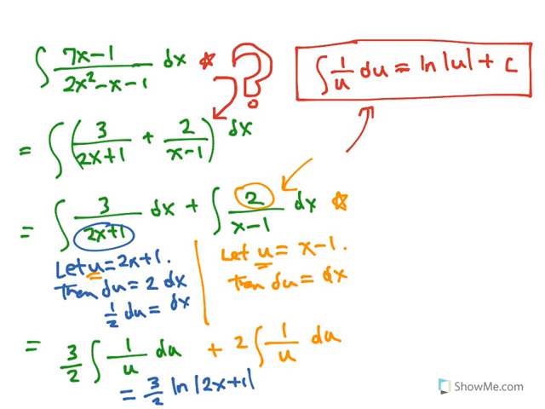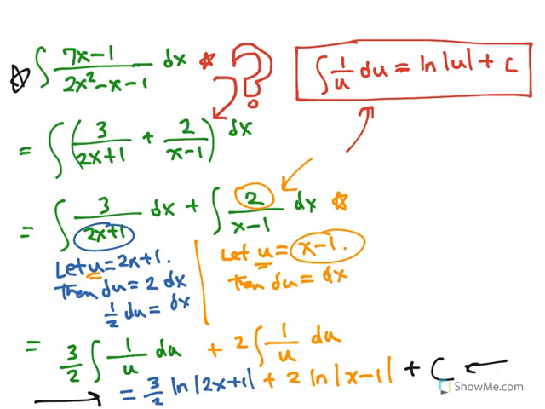And for the second indefinite integral, I'll have 2 times the antiderivative of the indefinite integral of 1 over u du, which is natural log of the absolute value of u. In this case, my u substitution was let u be equal to x minus 1, and then I have plus c. So that's my antiderivative for this problem. And this is the reason why we want to do partial fraction decomposition.